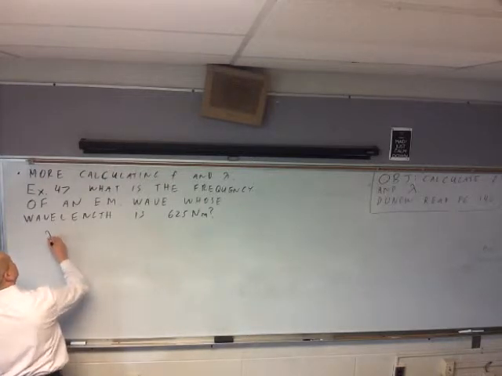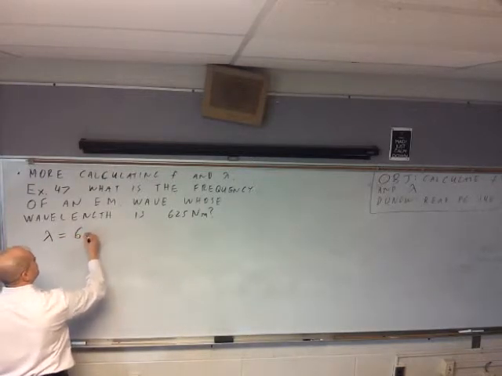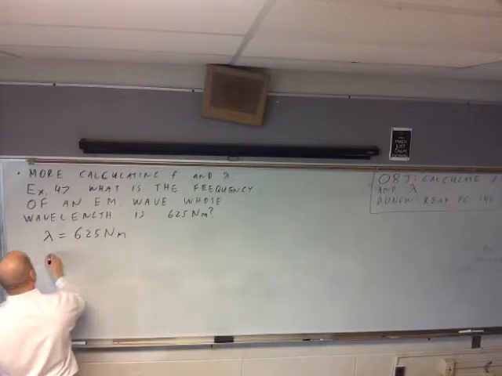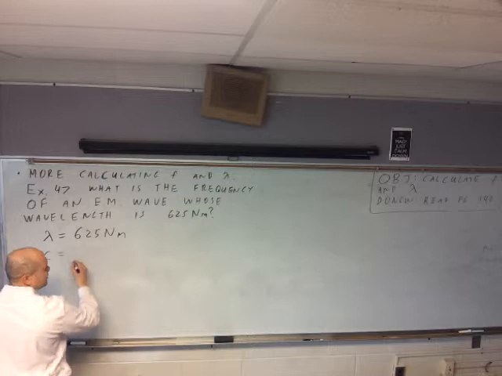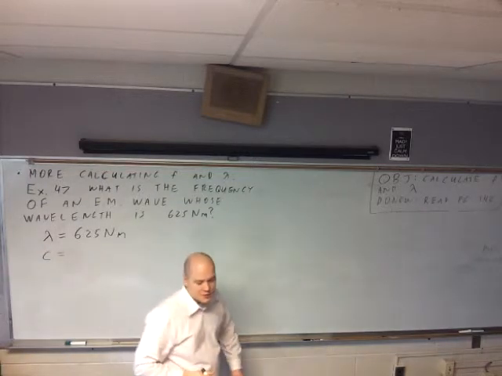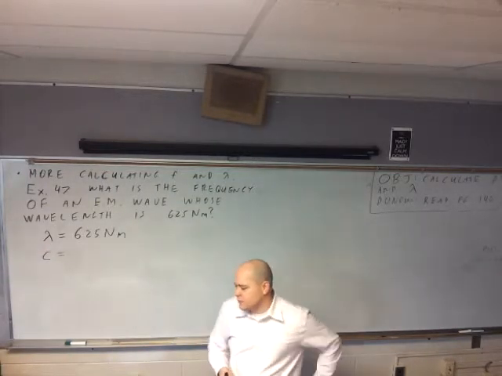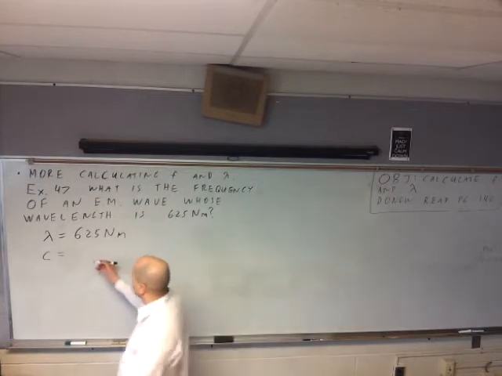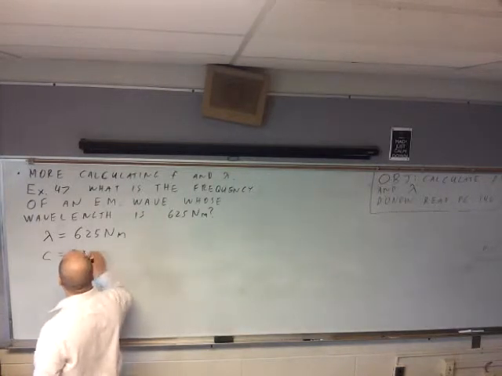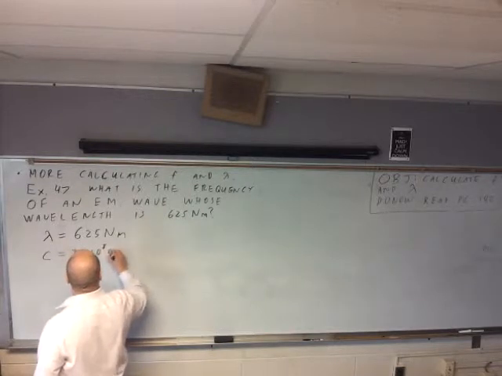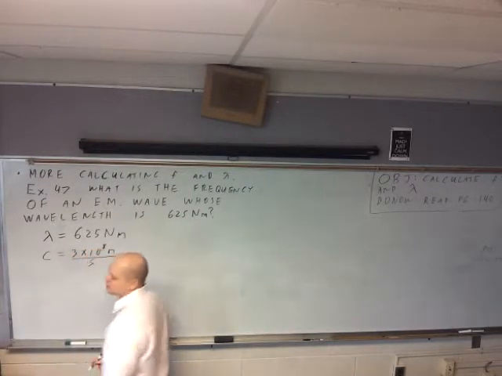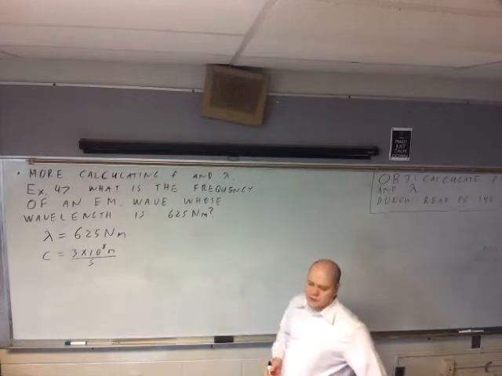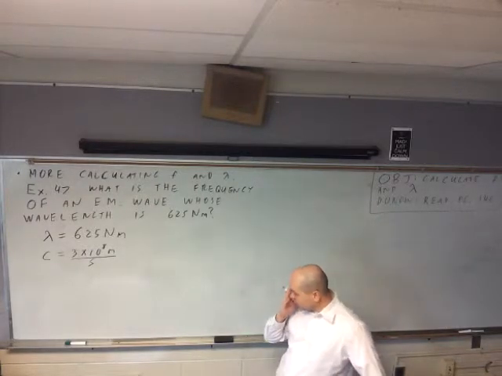All right, so lambda is 625 nanometers. And remember C, we always have, that's 300 million meters per second, so 3 times 10 to the 8 meters per second. That's always the same number for C.